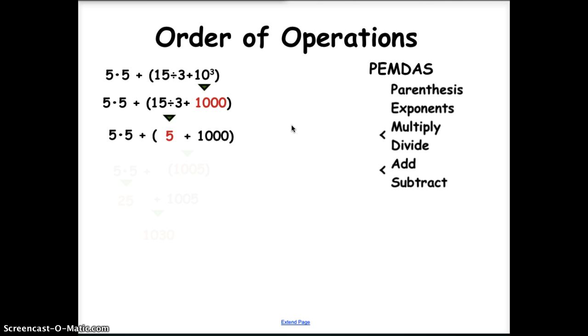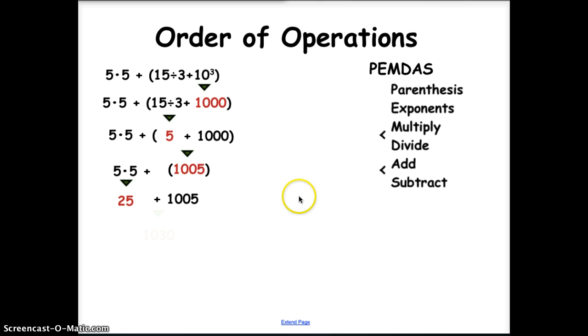I still haven't gotten rid of my parentheses, so I have to solve that first before I can go outside of the parentheses. 5 plus 1,000 is going to be equal to 1,005. Just like before, everything else is going to stay the same. Now that I've gotten rid of the parentheses and I just have one number, I'm going to do the multiplication because the two operations I have left are multiplication and addition. And multiplication comes before addition. So 5 times 5 is what I'll do next. And that's going to be equal to 25. And just like before, everything stays the same.